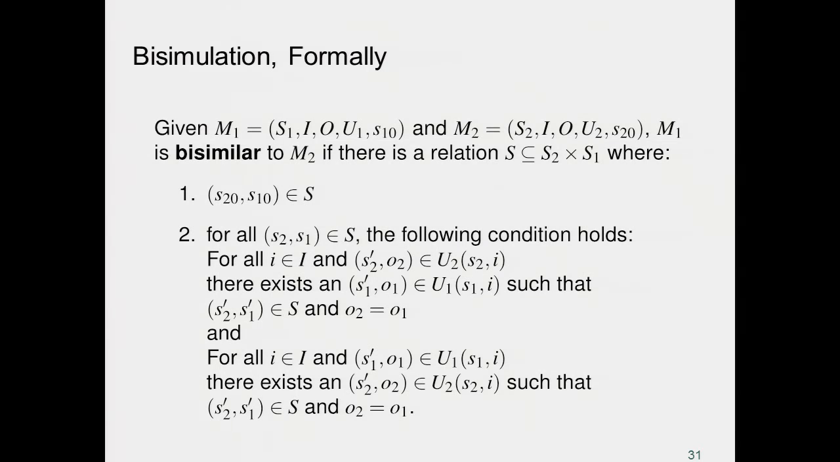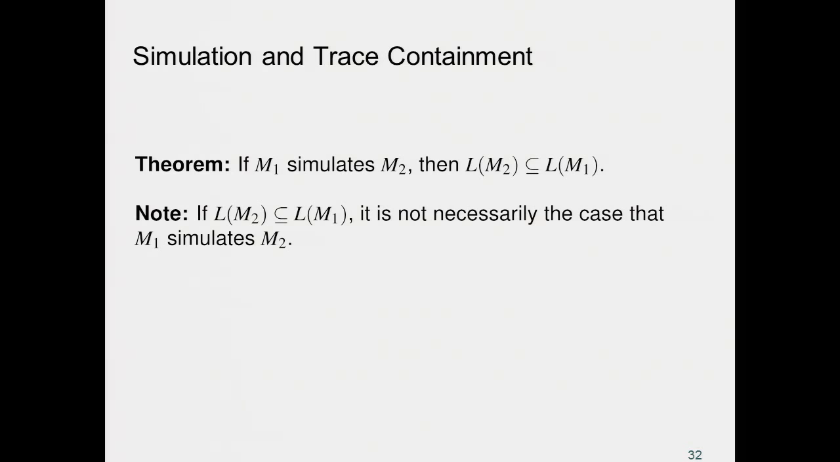And vice versa. For all I in I and S'1 belonging to this, there exists an (S'2, O2) in this, such that S'2 and S'1 belong to S, and the two output sets are equivalent. So I can revert, right? And if I can revert, nothing happens. Okay. Now, simulation and trace containment.